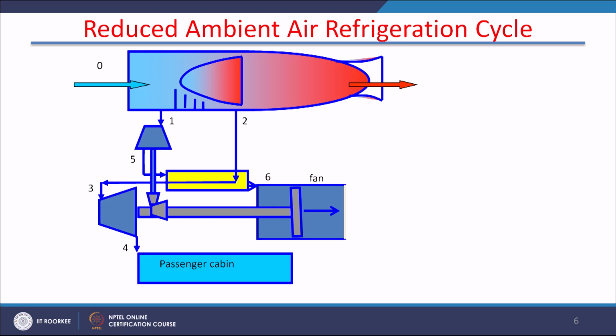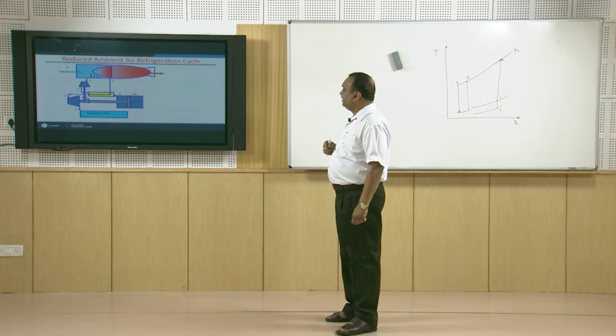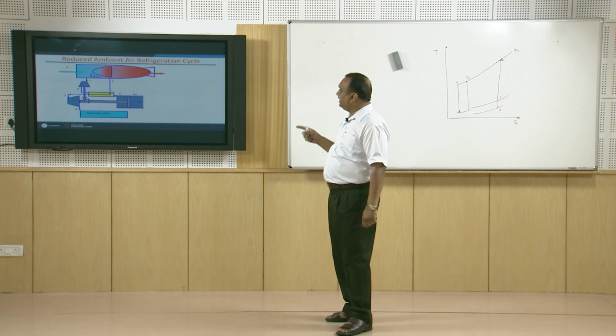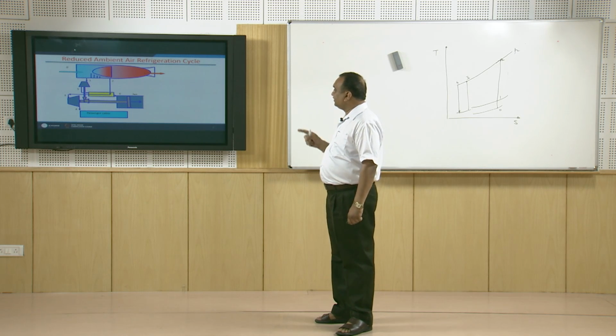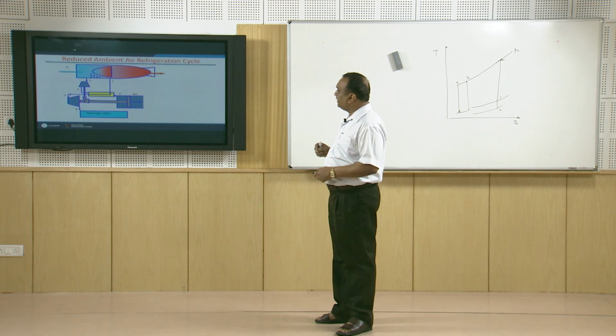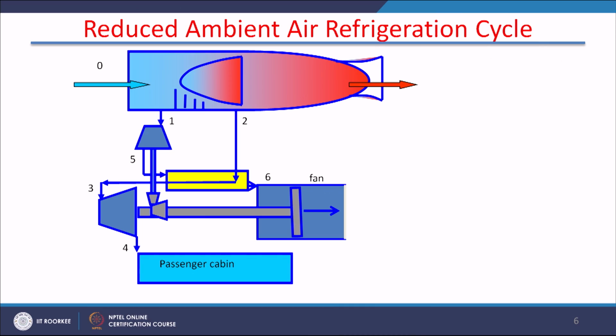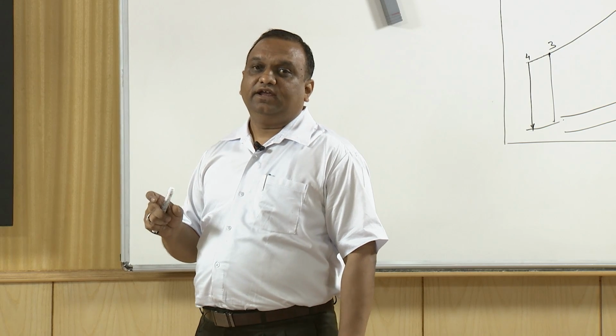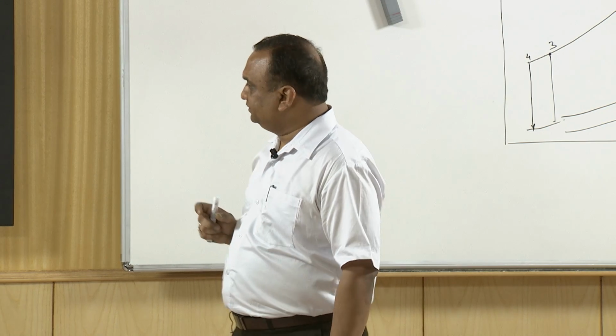So, definitely this will also improve the performance of the cycle, and whatever work is produced in this auxiliary turbine during process 1 to 5, this work is added to the fan work because in this cycle a fan is run by the auxiliary turbine. This is the expansion turbine. The fan is run by the expansion turbine and the air circulated by this fan is used to take away heat in the cooling heat exchanger.